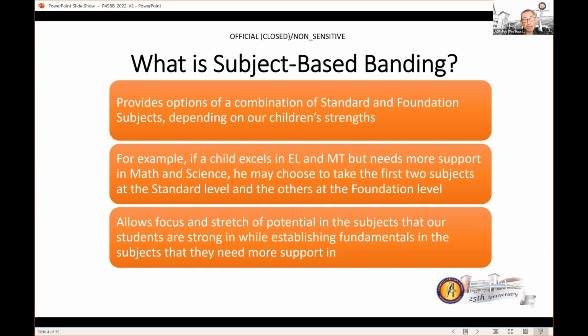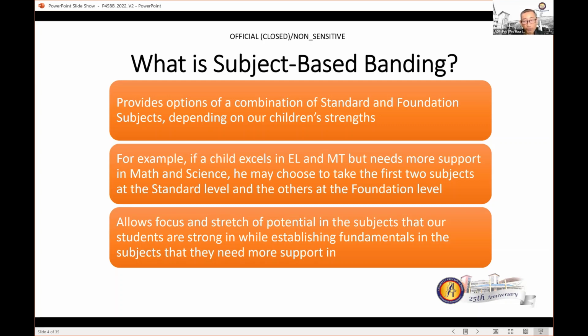So for each subject at the end of P4, the decision is based on the child's performance in that exam, and also in terms of the child's performance throughout the year as well. So if you are worried about what if my child suddenly does not do well because she's not well at the end of the year, not to worry. We really do look beyond the child's exam result to decide on the level of subject that he or she should be taking at P5 and P6.